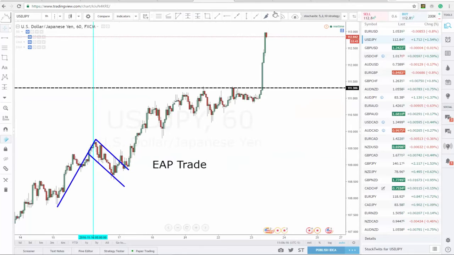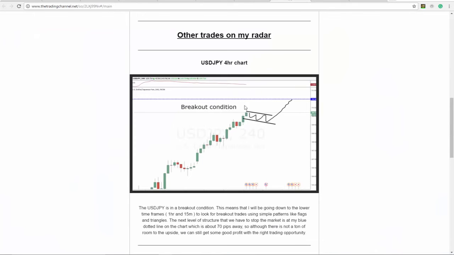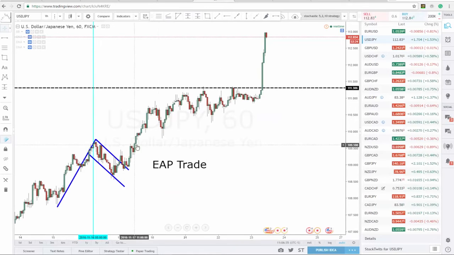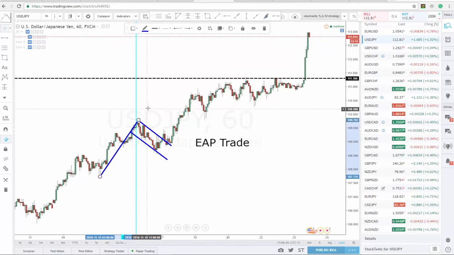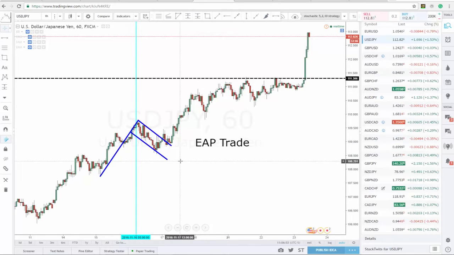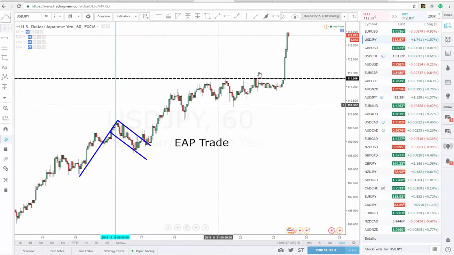I'll head over to the email for the dollar yen trade quickly. As you can see here on the dollar yen, I alerted traders that there was a breakout condition. And if you'll read along with me very quickly here, the dollar yen is in breakout condition. This means that I'll be going down to the lower time frames to look for breakout trades using flags and triangles. And that's exactly what we did. If we take a look here at the dollar yen, we went down to the 1 hour chart after we realized we were in breakout condition. And again, to learn the rules of this strategy, click the link to the EAP breakout strategy in the description below this video, and it'll take you to a separate page. But we knew we were in the breakout condition and decided to take this breakout trade to the long side. That is an example of email analysis, which you'll receive 3 to 5 times a week.